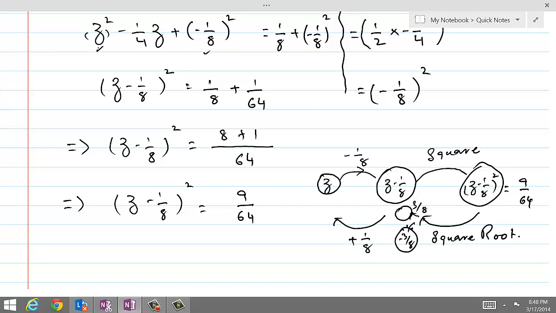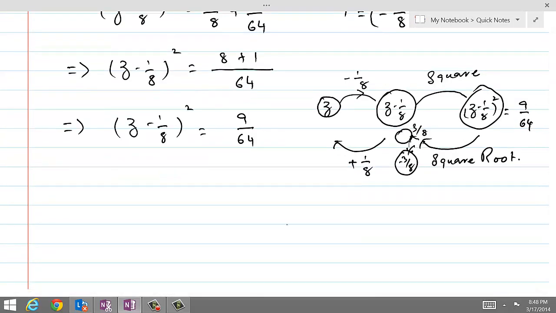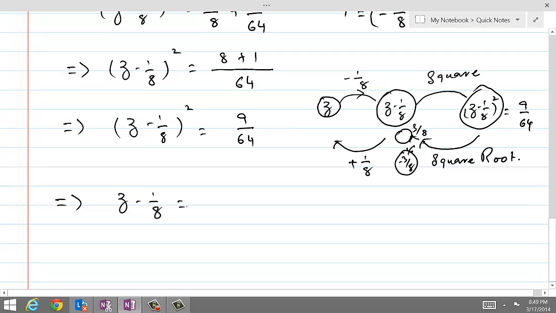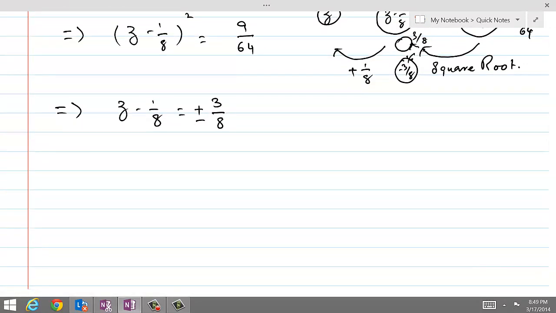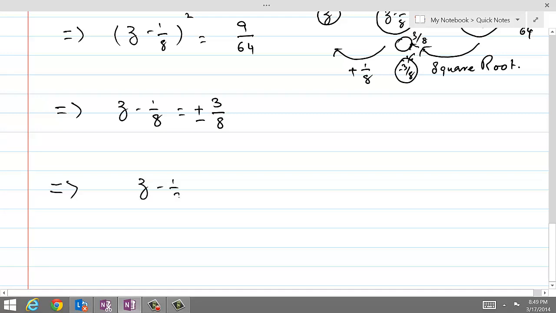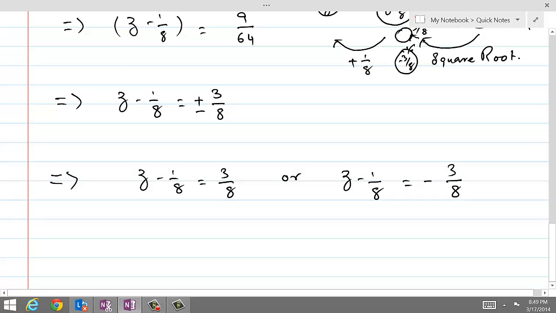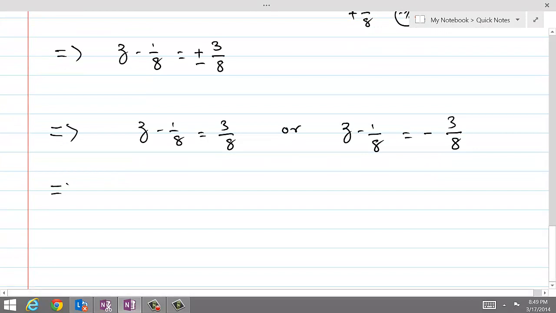Because 3 by 8 can give 9 by 64, and minus 3 by 8 if taken square can give 9 over 64. That's why we can write now z minus 1 by 8, we don't know if it was plus 3 by 8 or it was minus 3 by 8. So we include both of the possibilities, and then we convert this into two linear equations, separately writing z minus 1 by 8 equal to 3 by 8, or we can say that z minus 1 by 8 is equal to minus 3 by 8.